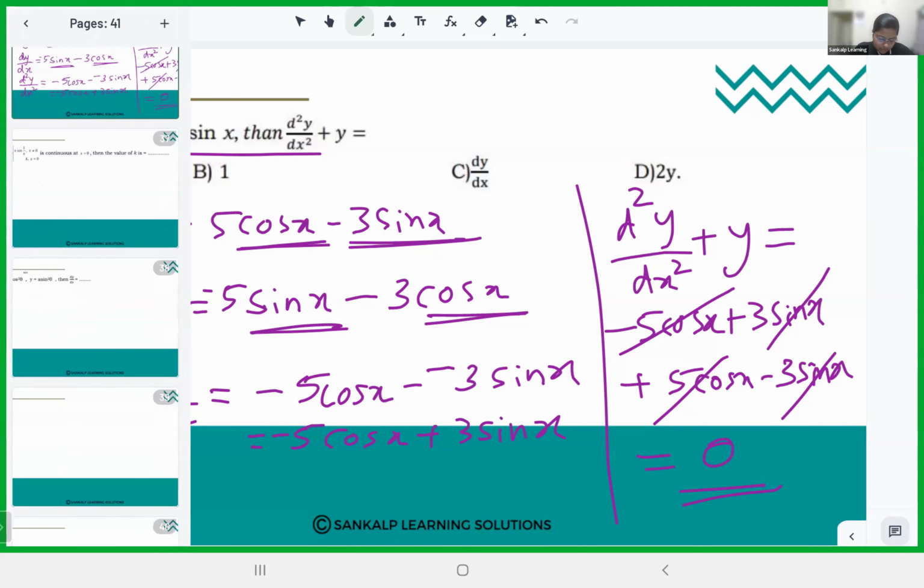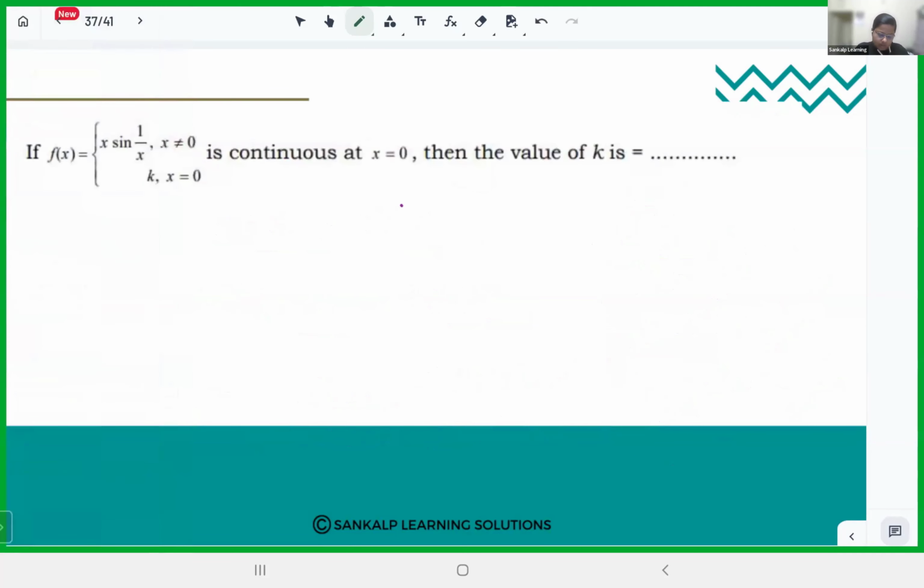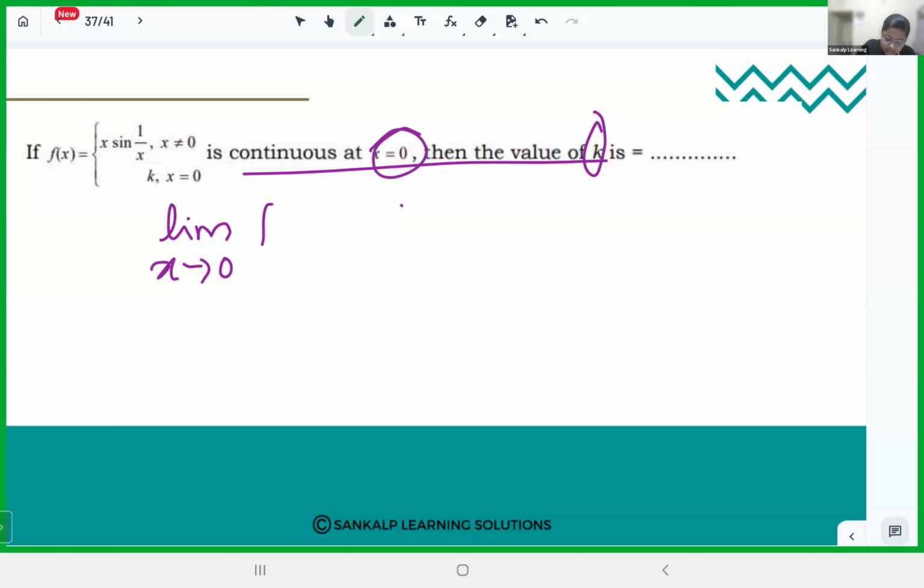Alright. Then moving on to our next question. If f of x is equal to x sin x when x is not equal to 0 and k when x equals 0, and it is continuous at x equal to 0, then you have to find the value of k. Okay, so they have given that the function is continuous at x equal to 0. You have to find the value of k. If a function is continuous at some point, how can you write that? Since it is continuous at x equal to 0, limit x tends to 0 of f of x will be equal to f of 0, right?